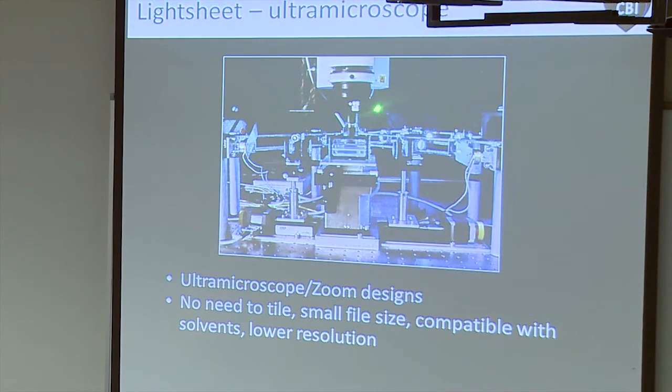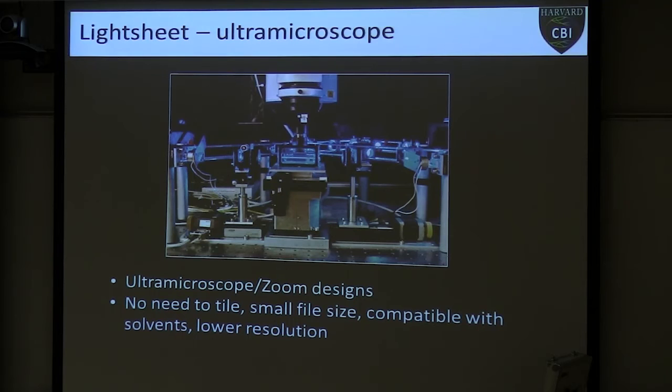And here, if you're using a low enough magnification objective up here, there's no need to tile, which leads to a very small file size. Unfortunately, that means you have a very low resolution of your sample as well, so it's very difficult to even get cellular resolution unless you start zooming in and tiling again. The other nice advantage to this system is it's compatible with a lot of solvents that are now used for tissue clearing, which we'll talk about a little bit later, because you're using an air objective that's not having to dip into that solvent.